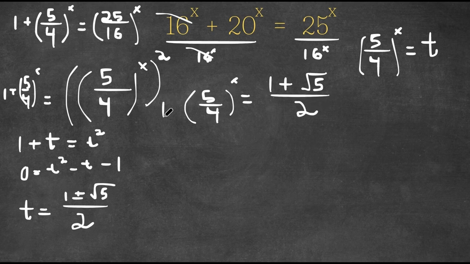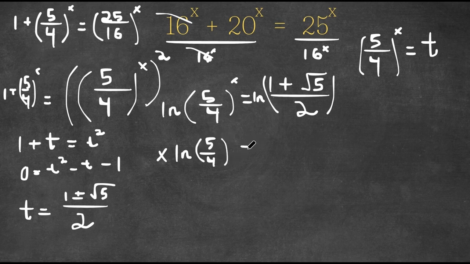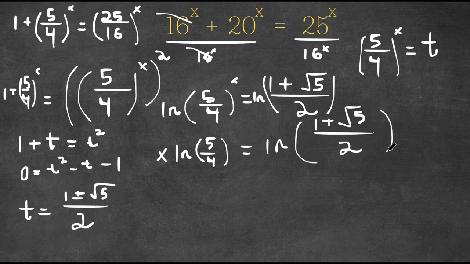Now to solve this, I'm actually going to take the ln of both sides. So if I take the ln of both sides, well, now I could move the x to the front of the ln. So this would be x ln 5 over 4 is equal to ln 1 plus the square root of 5 over 2.